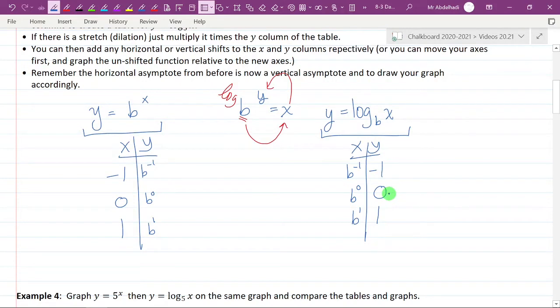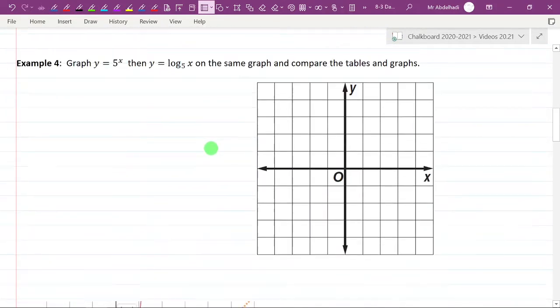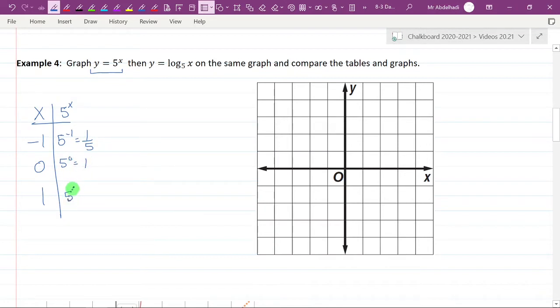Now, to highlight this, let's do two functions on the same graph. Let's do y equals 5 to the x, okay? So there's no shifting here, there's no stretching, it's just nice and simple. -1, 0, and 1, okay? y is 5 to the power of x, so we're going to take these x's and plug them in for the power here. So this is 5 to the -1, which is 1/5. This is 5 to the 0, which is 1. And this is 5 to the 1, which is 5. And that's y equals 5 to the x. Not 5x, 5 to the x.